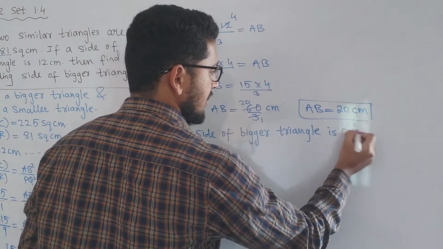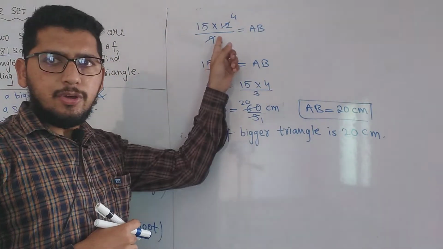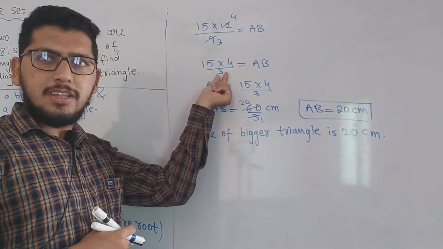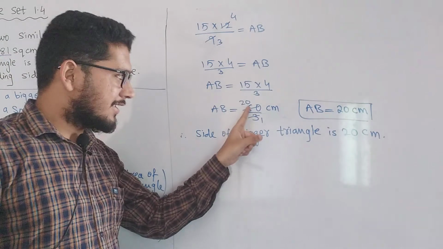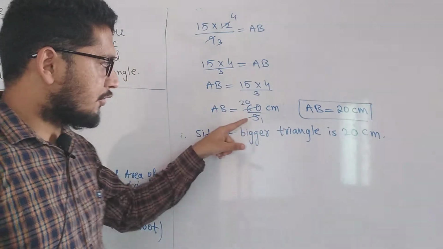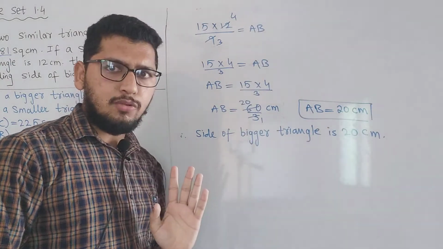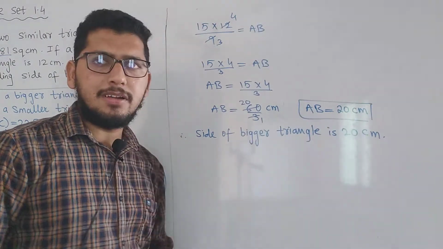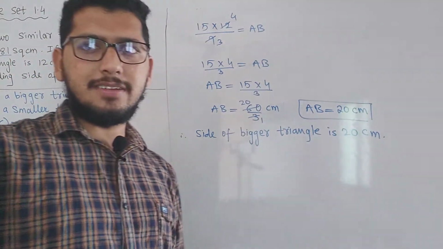Understood? Answer is 20 centimeter. Here you can see, okay, when you divide, in the denominator 3 will be left. Okay, after that 15 into 4 upon 3, 15 4s are 60, 60 upon 3, then we have to divide, 3 1s are 3, 3 2s are 6, then the answer would be 20 centimeter. So this is the answer. So I hope you understood. Now we'll come to the next example.